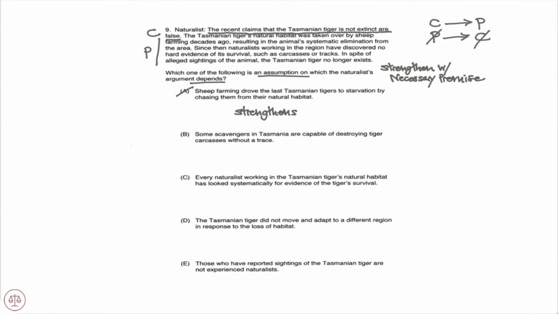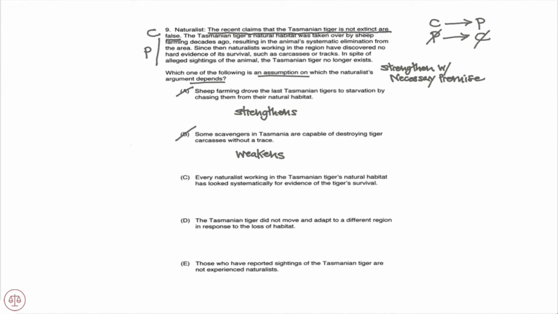B, some scavengers in Tasmania are capable of destroying tiger carcasses without a trace. Notice what B does is it weakens the argument, because it casts doubt on the evidence that we haven't seen any carcasses. B says there are some scavengers in Tasmania that can destroy these carcasses without leaving any trace. So just because we haven't seen any carcasses doesn't mean the Tasmanian tiger no longer exists. So B actually weakens the argument, so B is definitely out.